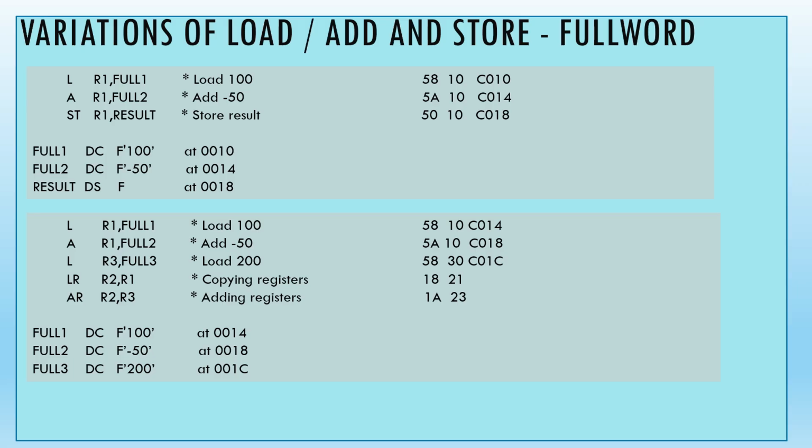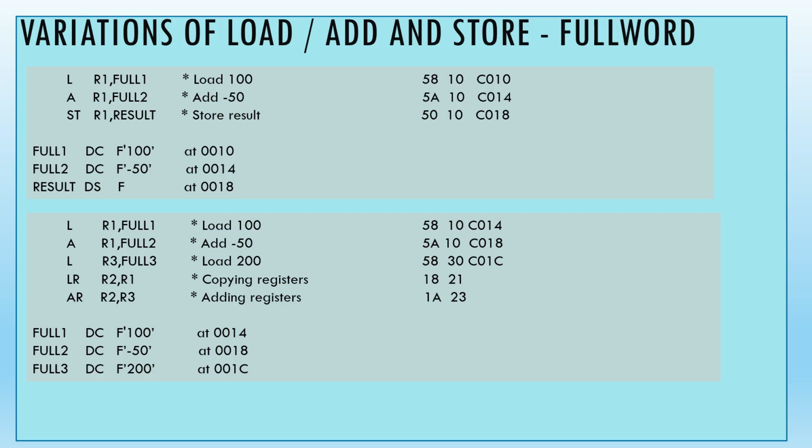So first L R1, FULL1, which is load 100, then add R1, FULL2, then L R3, FULL3. By now these are pretty clear, what we are trying to do. 58 is load, A is 5A and 10. Then we are doing a load register.